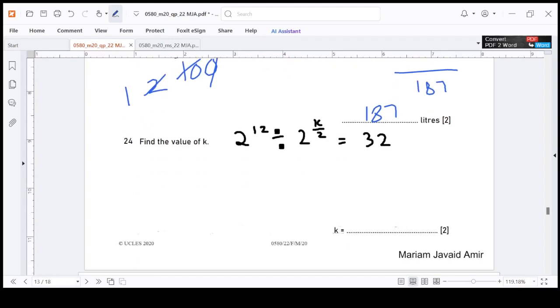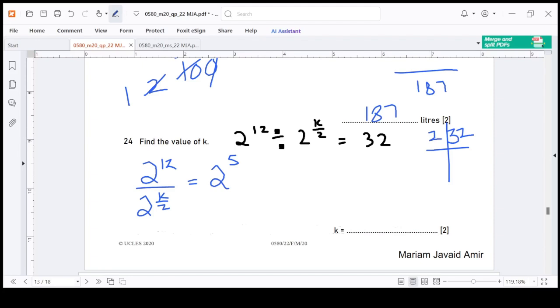Find the value of k. Okay, what do we have here? We have 2 power 12 divided by 2 power k upon 2 equals 32. Instead of 32, I'm going to write 2 power 5 because 32 is 2 power 5. You can check here: 32 divided by 2 is 16, 8, 4, 2, and 1. So 2 power 5 is 32.